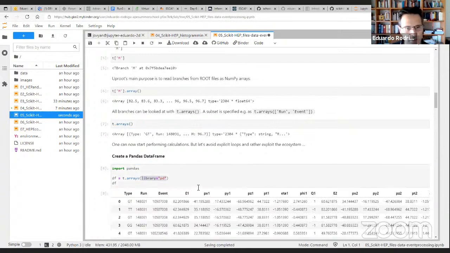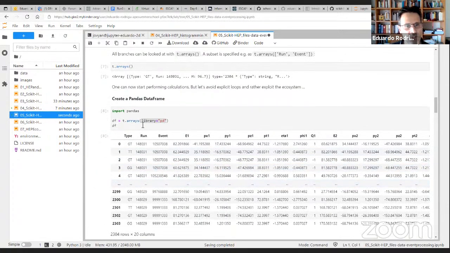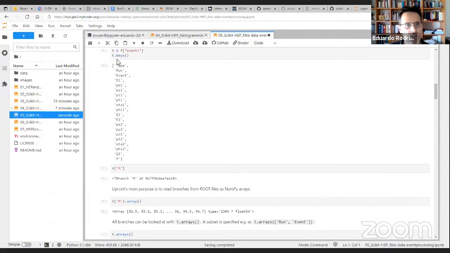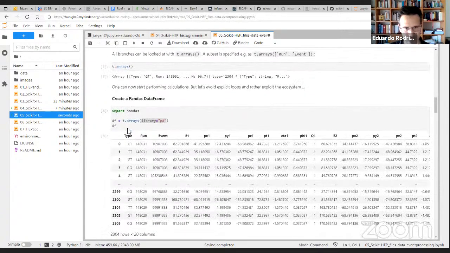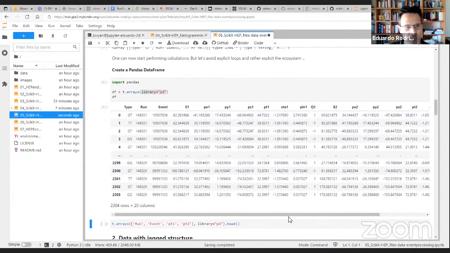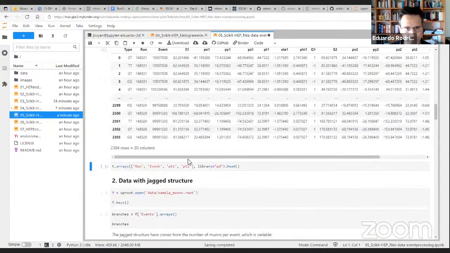So you do that, and now if you visualize the data frame, you see all the entries that are exactly the ones that I mentioned as the keys, the columns of your tree. So this looks more familiar to many of you. Again, you see there are 20 variables and those 2,304 entries.